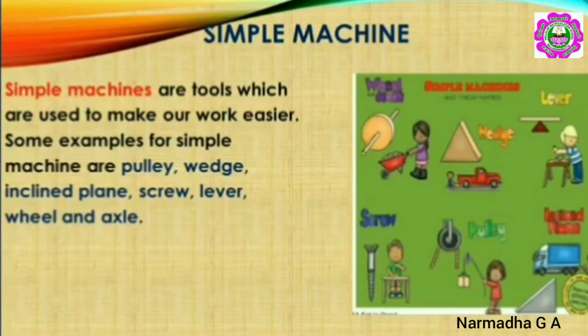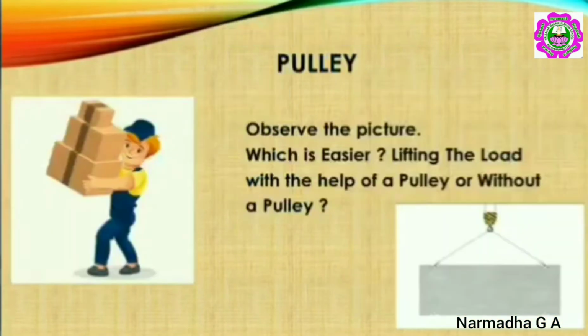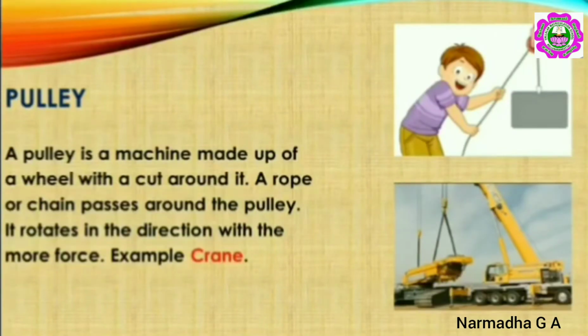Let's see about the pulley in detail now. Pulley. Observe the picture. Which is easier, lifting the load with the help of a pulley or without a pulley? Yes, with a pulley is very easy. A pulley is a machine made up of a wheel with a cut around it. A rope or chain passes around the pulley. It rotates in the direction with more force. Example, crane. So you have understood about the pulley.